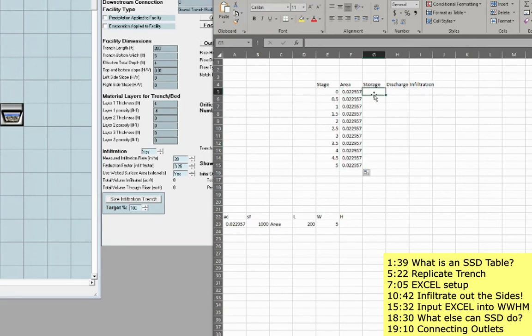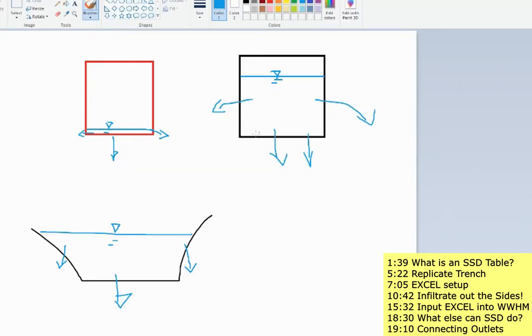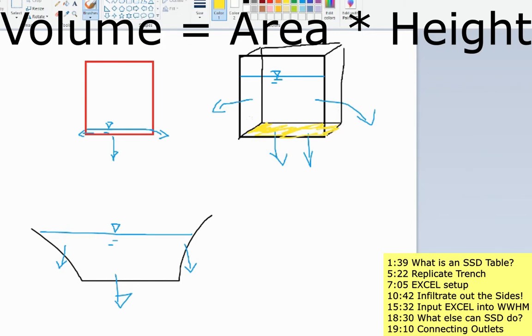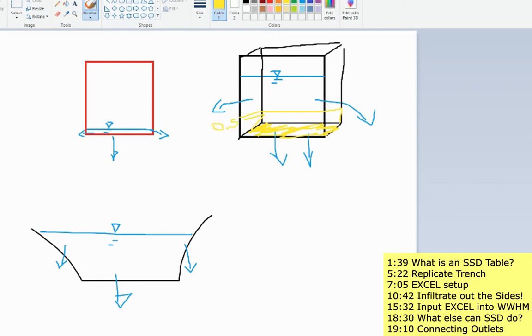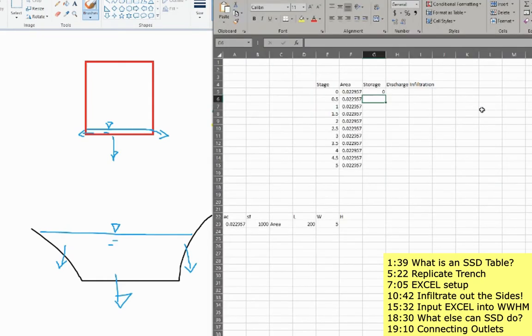Now with storage, all I need to do is copy area times stage. That's what volume is. Your surface area times your height. So if you can imagine this in 3 dimensions here, if we look at our surface area as being this bottom piece, you multiply that by however high you are up, that is going to give you, for example, if we're coming in here, now at 0.5 feet, we now have a volume of 0.5 times our bottom surface area. So at 0 stage, we're going to have 0 volume, and this is going to be in acres.